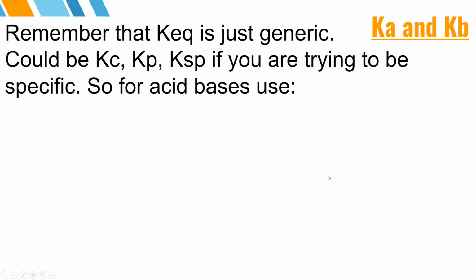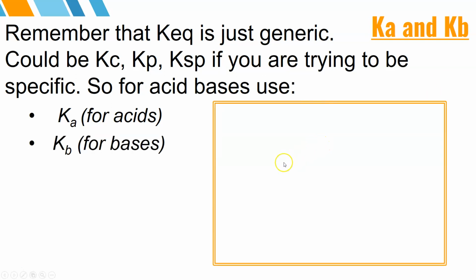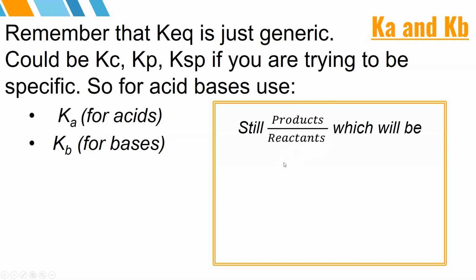So first we have to make sure that we understand that the equilibrium constant is a generic constant. It could be a concentration, it could be pressure, it could be something called KSP. So if you are doing acids and bases, we're going to use a Ka to tell people that it's for acid, or a Kb. There we go. It's still products over reactants. We still use our coefficients as our exponents. We still ignore solids and liquids just like normal.